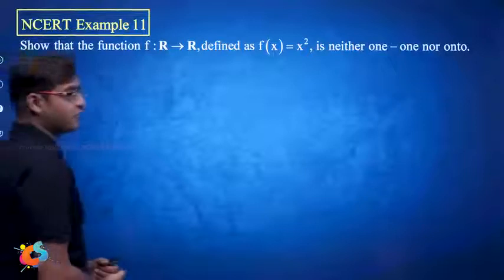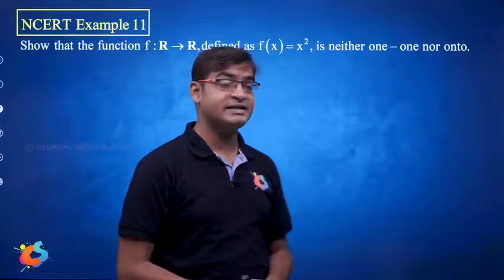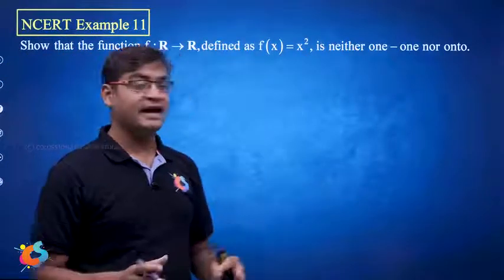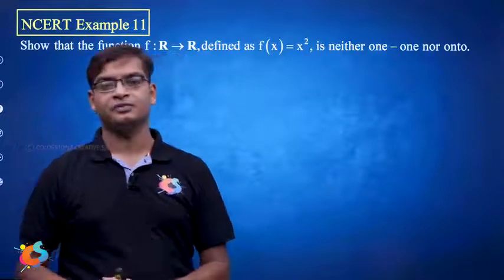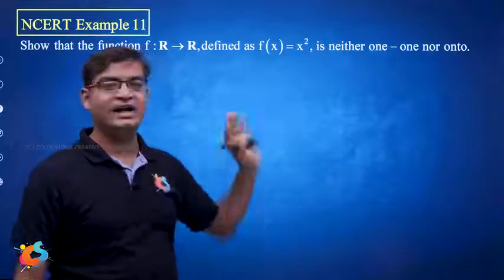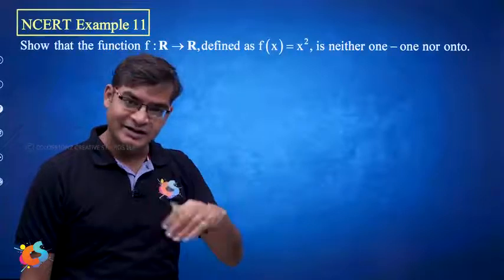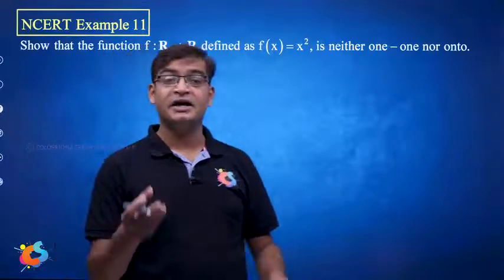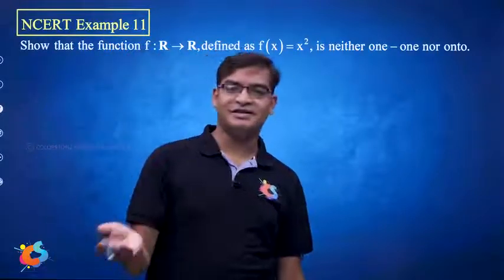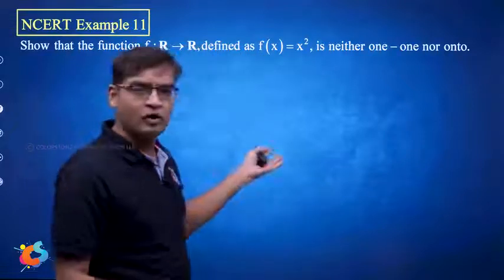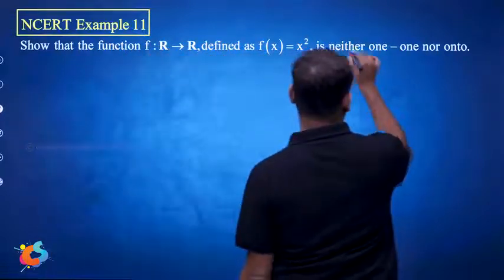Show that the function f from R to R, f of x is equal to x square, is neither 1-1 nor onto. So here we have to disprove that it is 1-1 and that it is onto. So that is very easy. If you give one example, that is sufficient, right? So in competitive exams, how do you do it?